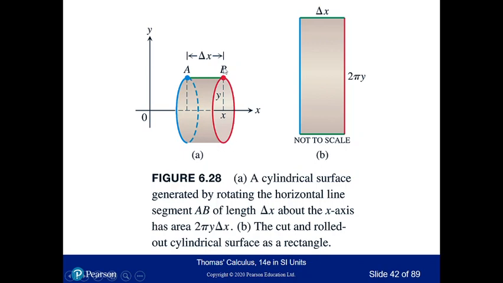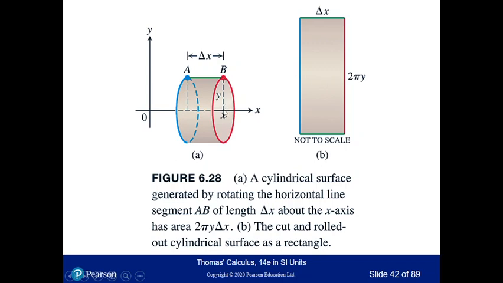This is a cylindrical surface, and we are interested in the area of this surface obtained by rotating the horizontal line, this line segment only, okay? And this line segment has a length delta x, we assume that. Okay, so this is a cylindrical surface, so we can easily expand it. So this is the green part, which is the distance between A and B, and this is the circumference of the circle here, 2 pi y.